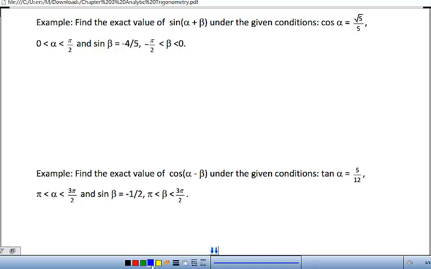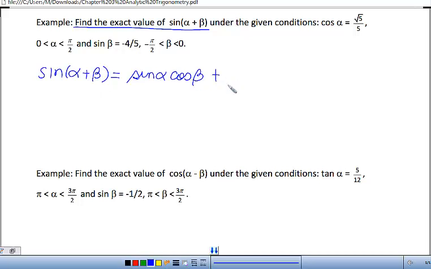So as always, we want to write out or identify what we're being asked to do. And we're being asked to find sine of alpha plus beta. And of course, the formula for that is sine alpha cosine beta plus sine beta cosine alpha.